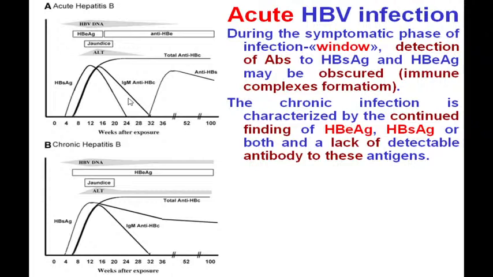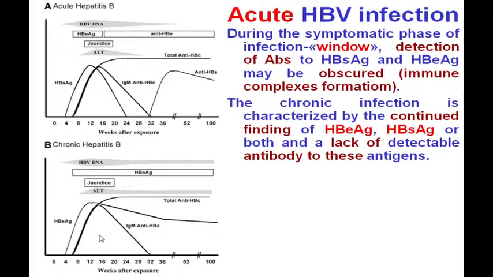Then hepatitis B surface antigen appears and disappears. This is the window period. Why? Because detecting the hepatitis B antigen and antibody is difficult. Why? Because the immune complexes are formed.